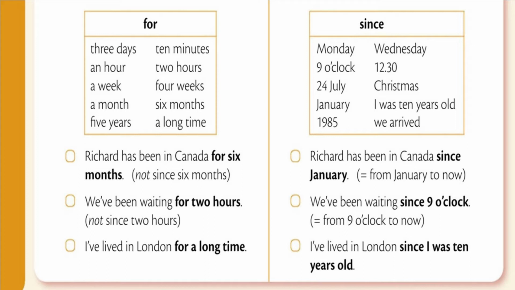Some more examples. Richard has been in Canada for 6 months. Richard has been in Canada since January. We have been waiting for 2 hours. We have been waiting since 9 o'clock. I have lived in London for a long time. I have lived in London since I was 10 years old.